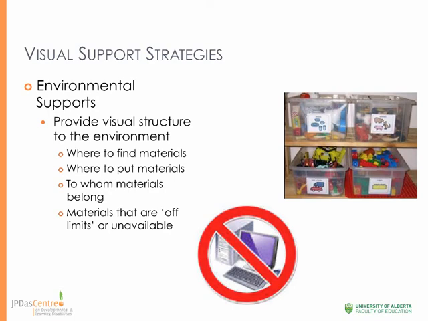Visuals can be used to provide environmental information as well. This helps give structure to the individual with ASD. Environmental supports can provide information regarding where to find or place materials, such as in the image on the right. Each bin is clearly labeled with an image showing what toy belongs in each bin. Photographs of people can be used to indicate belonging. Finally, the universal no symbol can be attached to items that are off limits or unavailable. Of course, the universal no symbol needs to be taught. Not every individual with ASD will know what this means.